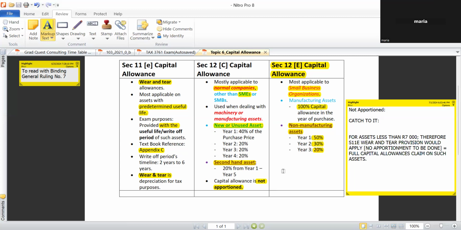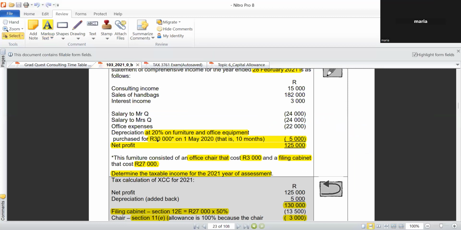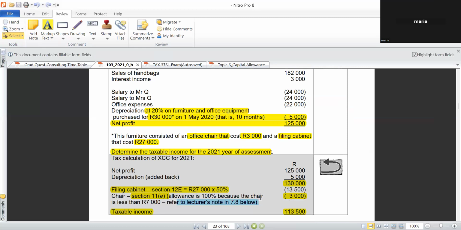That's the typical example that we saw with the office chair. It's less than 7,000 rands. So first of all, Section 11E provisions would have to be applied, number one. And number two, because the value is less than 7,000 rands, you notice here on the office chair, the capital allowances consequences resulted in a full deduction of the purchase price of 3,000 rands.